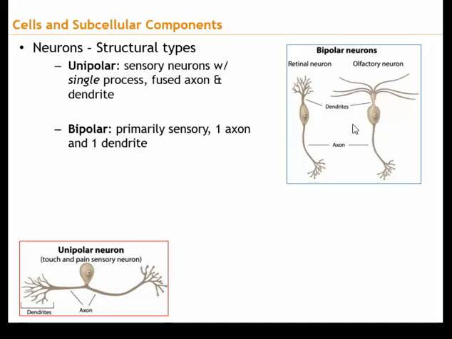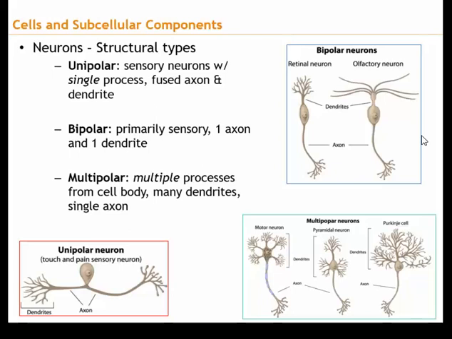So they're involved in the pathway for smell, sight, taste, hearing, and vestibular function. If you look up here, we see retinal neuron and olfactory neuron. A retinal neuron of the vestibular ocular nerve, so that's cranial nerve 8, is used for sight. And then the olfactory neuron is used for smell. And then last is the multipolar.